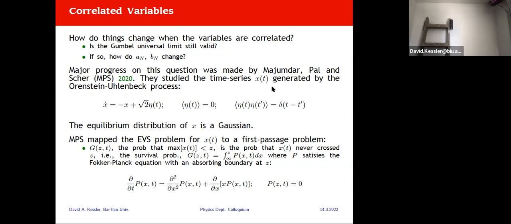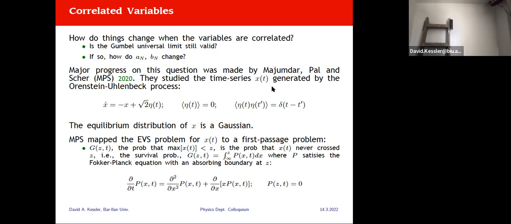But so what happens now? So Majumdar and friends, what they did is they solved this problem. They mapped the extreme value problem for x of t to a first passage problem. First passage problem is a class of problems where you ask, what is the probability, given that it can't cross over a boundary, that there are limits.